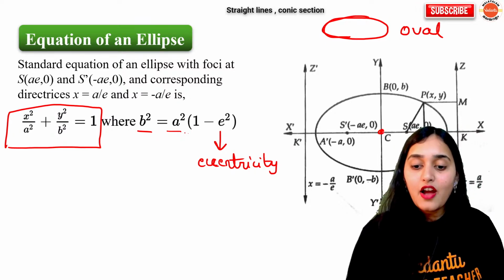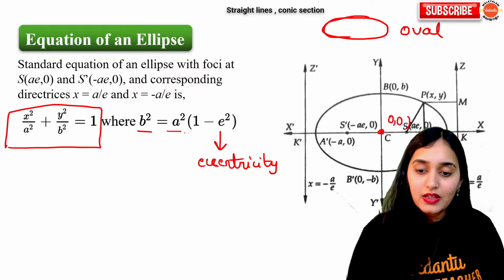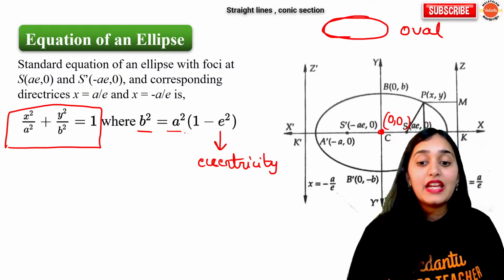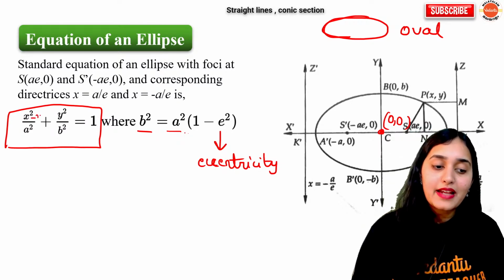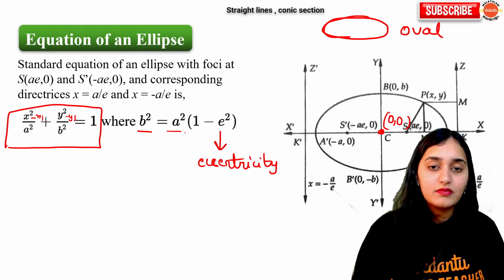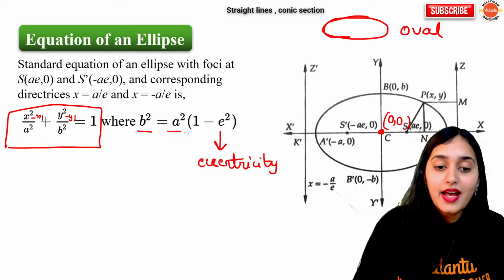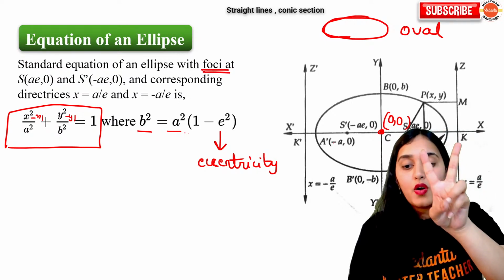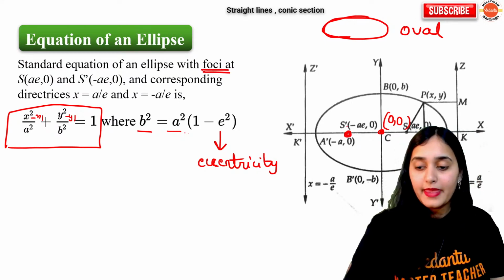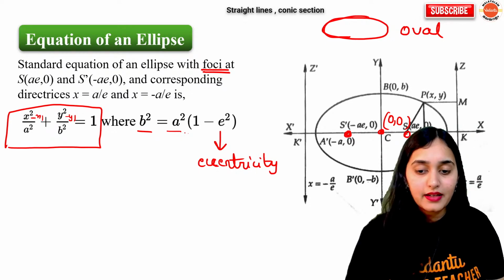Now center of the ellipse, if you are taking it (0, 0), fine. If it is not (0, 0), it will become (x minus x1), (y minus y1), right? Focus of the ellipse. What is the focus? There will be two foci. One focus here and the other focus here.